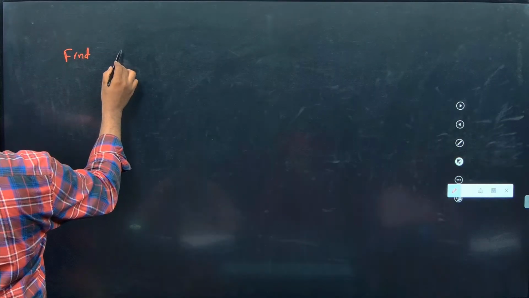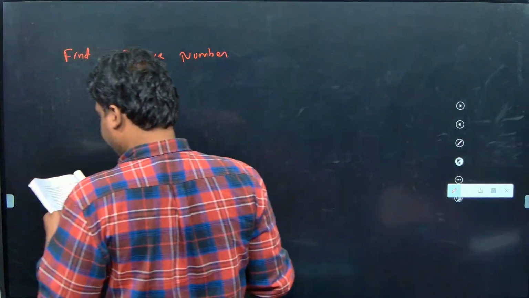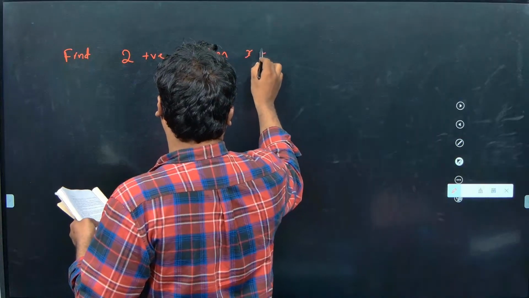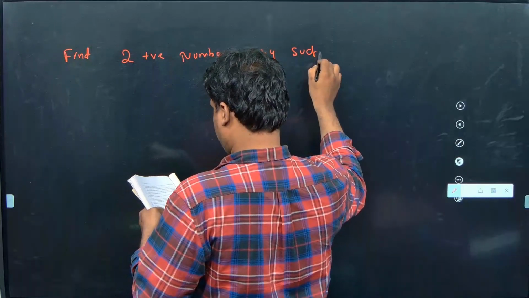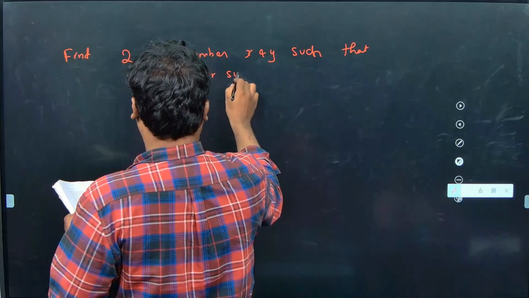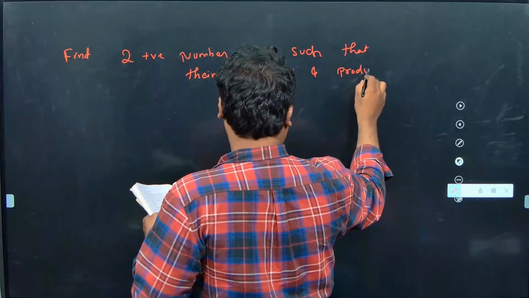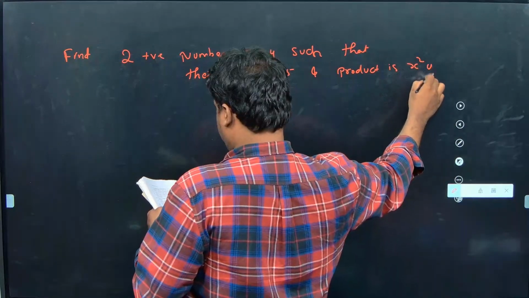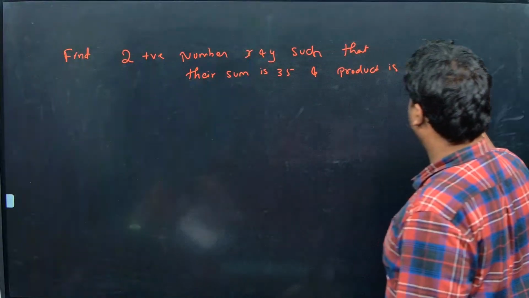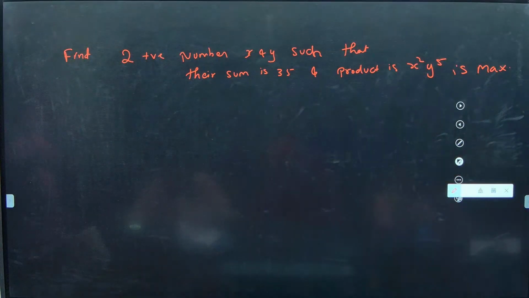Find two positive numbers x and y such that their sum is 35 and the product x square y power 5 is maximum.